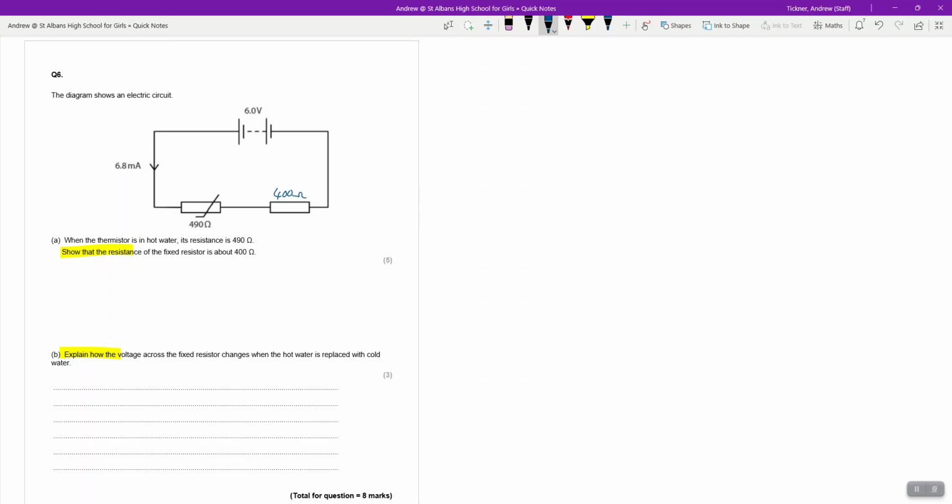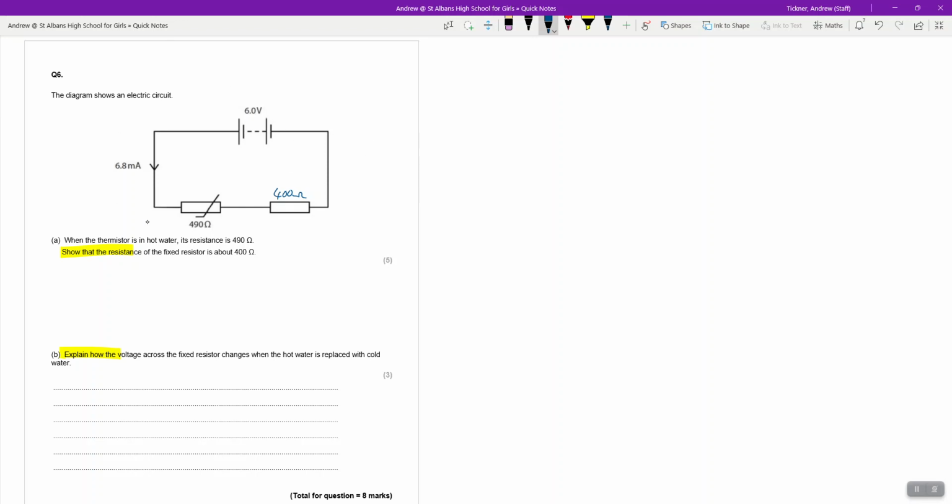So we've got our endpoint. So how do we get there? There's a couple of different ways. So I'm going to show you the way that I would use to get there. I know that this is a series circuit. So I know that the resistance of my thermistor plus the resistance of this, well, they should add up to the total resistance in the circuit because they're in series.